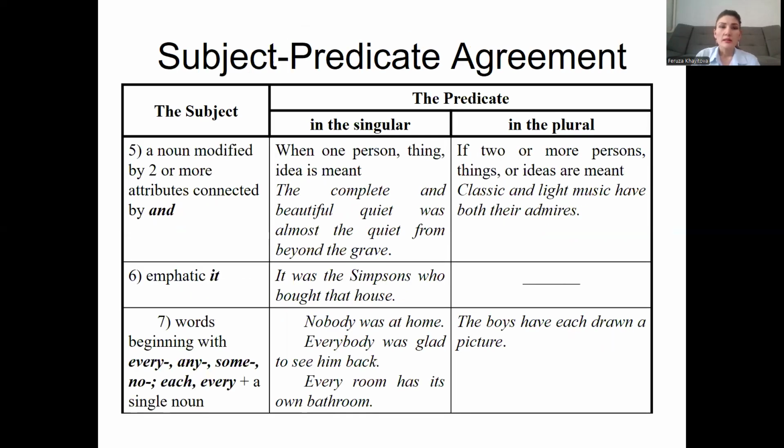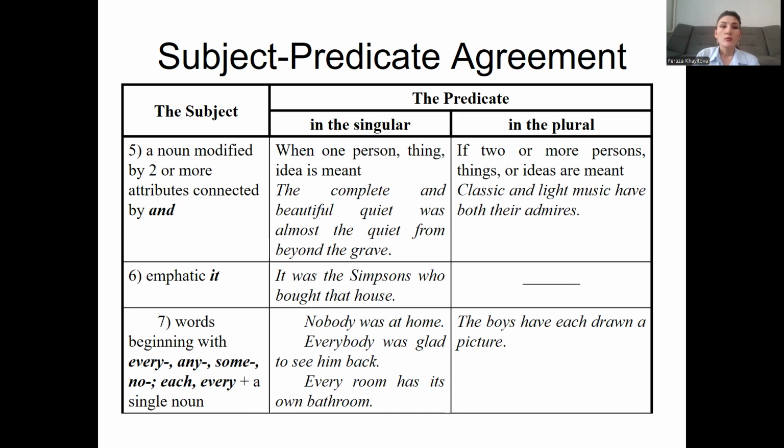The fifth, a noun modified by two or more attributes connected by "and." When one person, thing, or idea is meant: "The complete and beautiful quiet was almost the quiet form beyond the grave." In the plural, if two or more persons, things, or ideas are meant: "Classic and light music have both their admirers." Emphatic: "It was the Simpsons who bought that house."